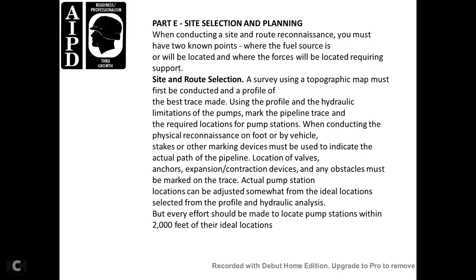Part E, site selection and planning. When conducting a site and route reconnaissance, you must have two known points: where the fuel source will be located, and where the forces requiring the support will be located. Site and route selection.